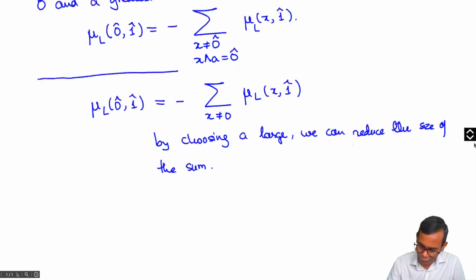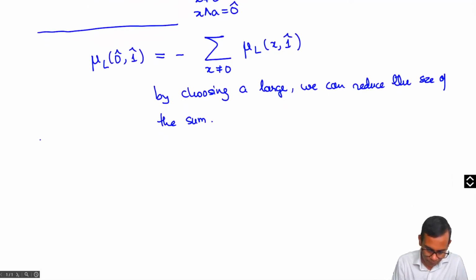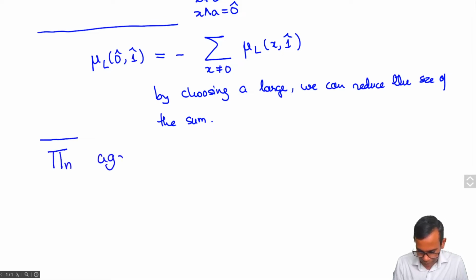Before giving you the proof, let me give you an example. Let's revisit pi n again. We had already computed the Mobius function here, but that involved a clever trick. And with clever tricks, you don't really know how they were arrived at and whether you can apply them in a more general situation. So let's do this using Weisner's theorem.